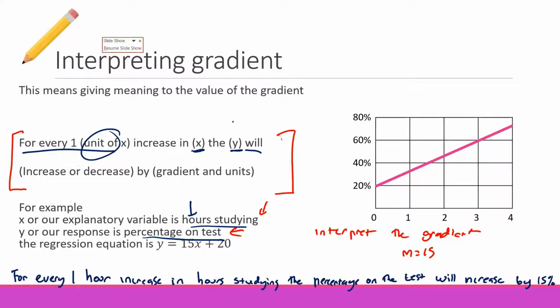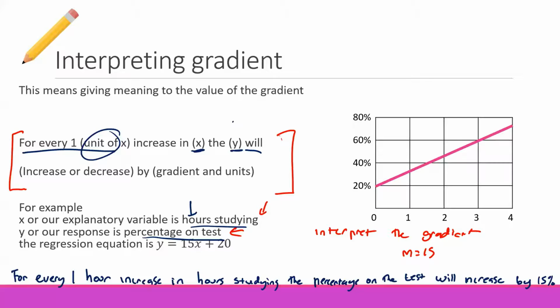We can maybe do another example as well, but I just wanted to show this phrase. For every 1 unit of X, what is X measured in? Increase in X, what is X? The Y, what is Y? Will increase or decrease by whatever gradient units. Although I've used the term 15, I haven't said the gradient is 15. That will not work. That's why I've done it.